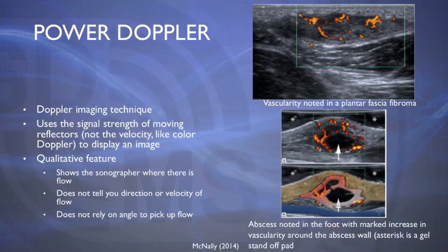We can also utilize the power Doppler function. It'll use the signal strength of a moving reflector to display on the image, and it is qualitative, as we know. These are showing you different examples of power Doppler that has been used in the foot. The uppermost image is showing vascularity in a plantar fascia fibroma, and the 2 images on the more middle to bottom of the slide are showing you an abscess in the foot with marked increase in vascularity around that abscess wall.